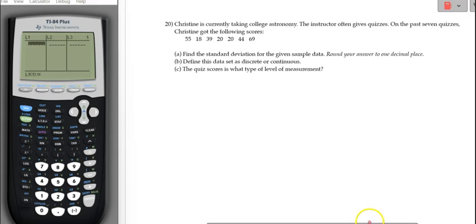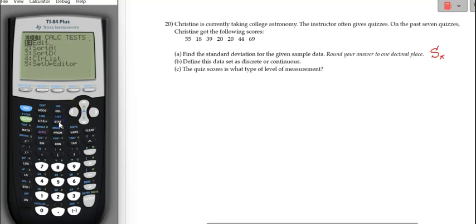Hey everyone, in this question we are looking for the standard deviation from a sample of data. So it means we are looking for the sample standard deviation, which is labeled as S, or Sx on your calculator. The best way to do this is to use the calculator, so you avoid any mistakes.